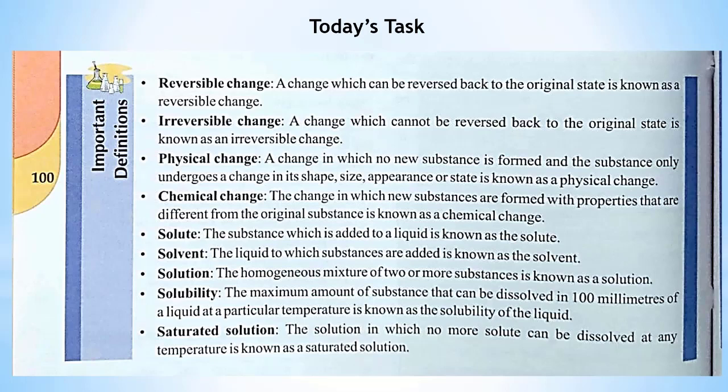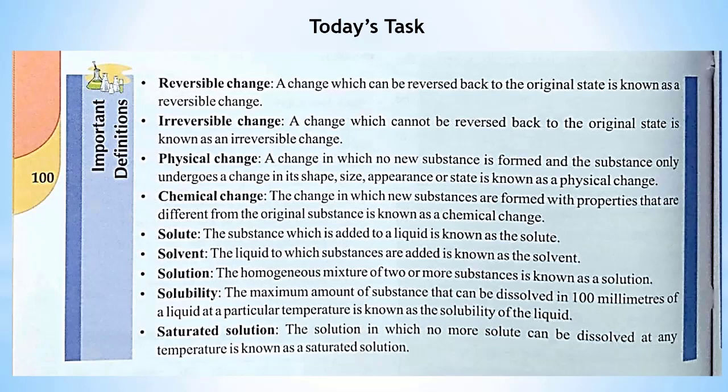Then irreversible change, a change which cannot be reversed back to the original state is known as an irreversible change. Then physical change, a change in which no new substance is formed and the substance only undergoes a change in its shape, size, appearance or state is known as a physical change. मतलब सिर्फ appearance में और look wise में जो है वो changing आती हैं. Then chemical change, the change in which new substances are formed with properties that are different from the original substance is known as a chemical change.